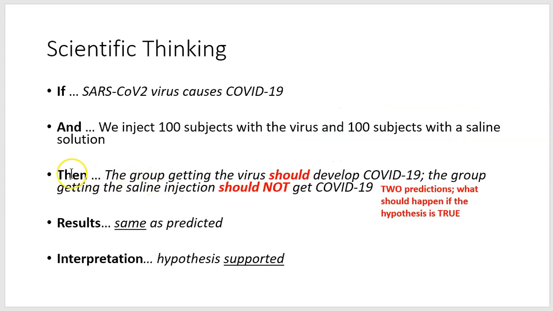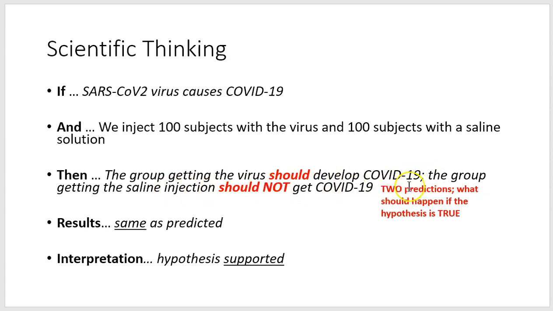Now let's go on to the then. This is where we write our prediction. Again, we always assume that the hypothesis is true. Even if we know it's not, for this type of thinking, we always assume it's true for the purpose of making our prediction. So our prediction would be the group getting the virus should develop COVID-19, and the group getting the saline injection should not get COVID-19.